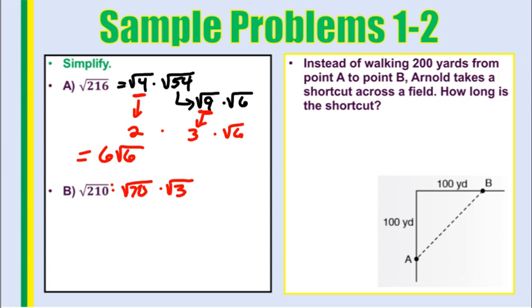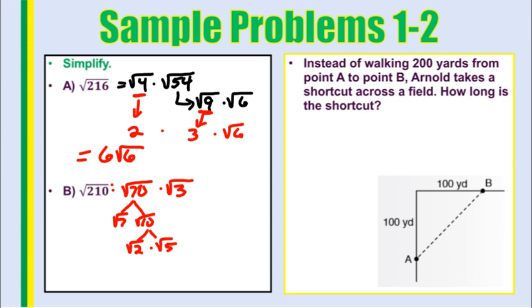I can break down 70. See, 70, let's see if there's a perfect square. 70 divided by 4 does not work. 70 divided by 9 does not work. So let's just break this down as the square root of 7 times the square root of 10. Then I can break this down as the square root of 2 times the square root of 5.